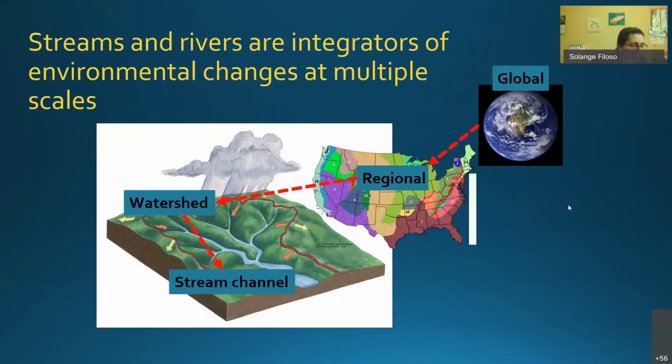And so, it's important to keep in mind that all the degradation that happens in a stream is not just a local problem. Streams are integrators of environmental changes at multiple scales, going from global. So when you think about climate change, regional to the watershed modifications in the surroundings, and then finally to the stream channel. So when you think about a reach, you also have to consider changes upstream, and so it's a whole set of changes that need to be taken into consideration. So next, please.